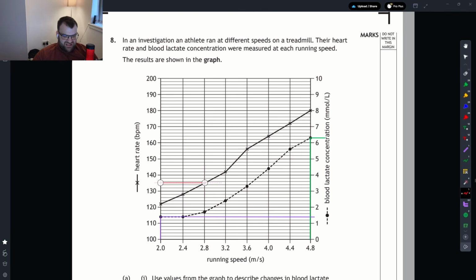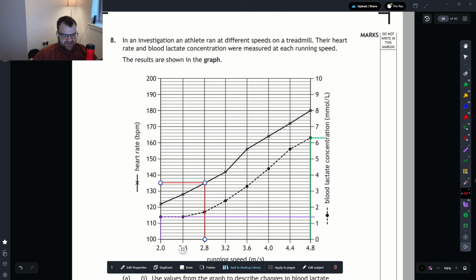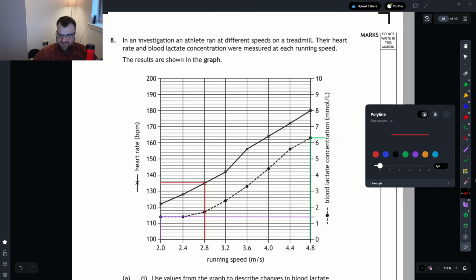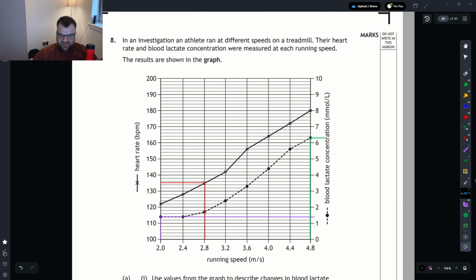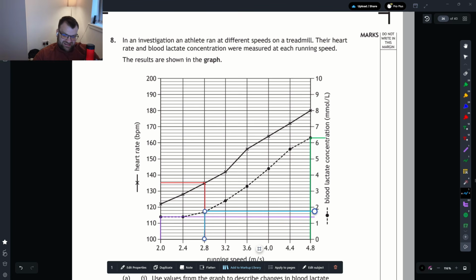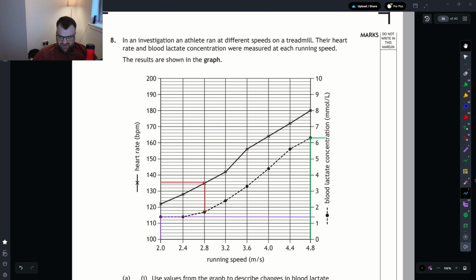What we have to do is go down. Technically, what we're actually saying is, what speed does that happen at? That happens at 2.8. And if that's 2.8, then at 2.8 we can work out the blood lactate concentration. To cut out that middle section, we go down to that line, and then we run that across and work out where we are sitting.